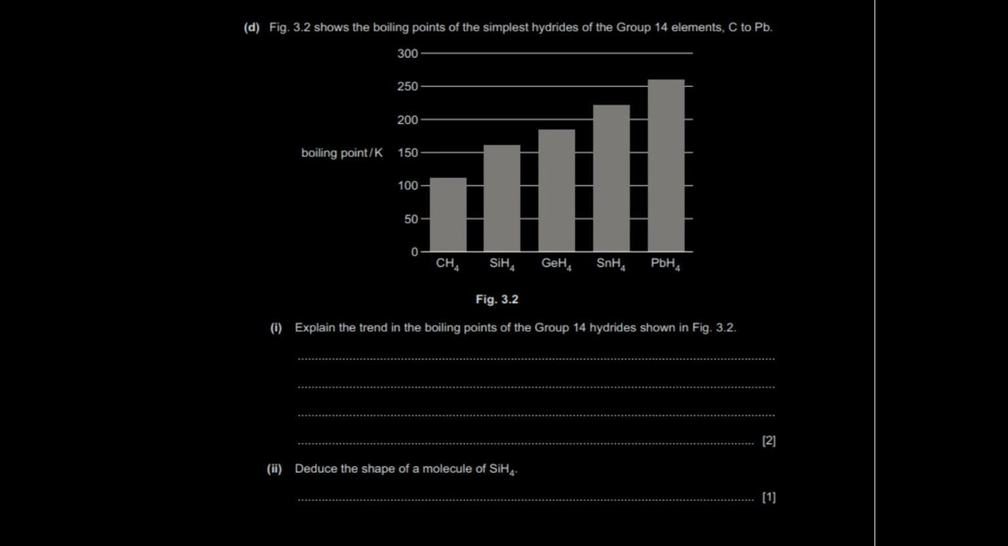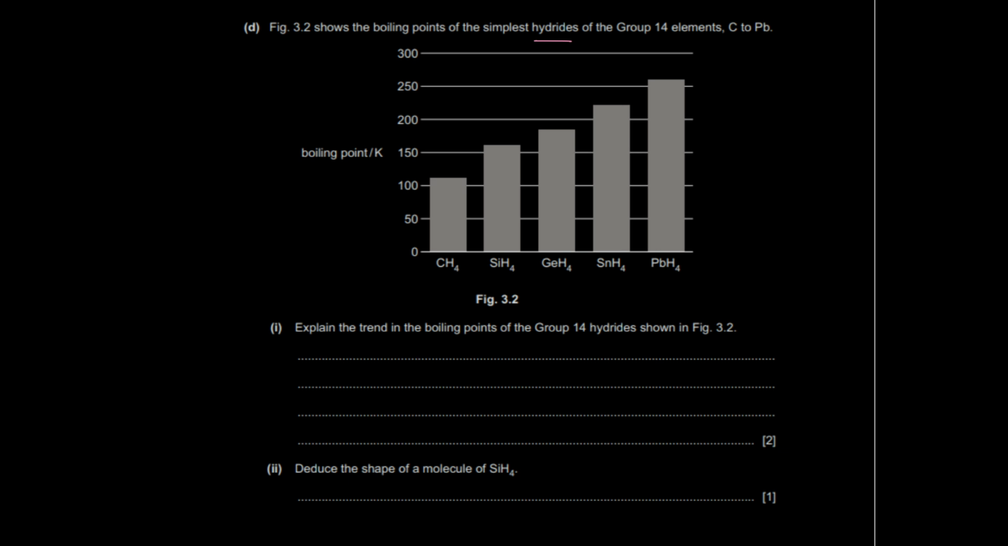Figure 3.2 shows the boiling points of the simplest hydrides. Hydrides are just hydrogen bonded to group 6 or group 14. Hydrogen bonded to other elements is called hydrides, right? It shows you hydrides of carbon to lead. And it says explain the trend in the boiling point of group 14 hydrides shown in Figure 3.2. Now, what is the trend? The trend is pretty simple. The general trend is that there's an increase in boiling point from CH4 to PbH4.